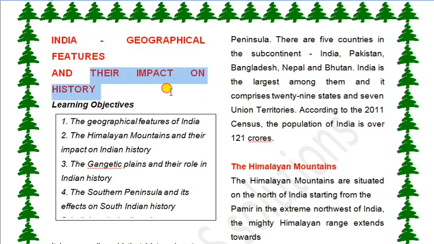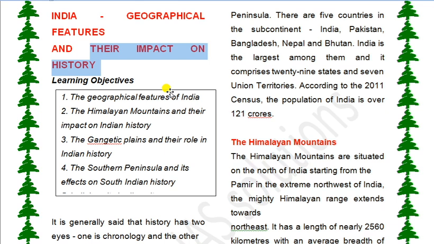Let us get into today's topic: India's geographical features and their impact on history. It is simultaneously a history as well as a geography lesson. Let us get into the topic.